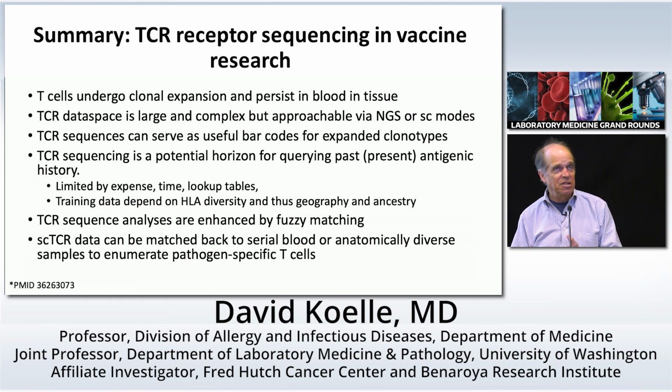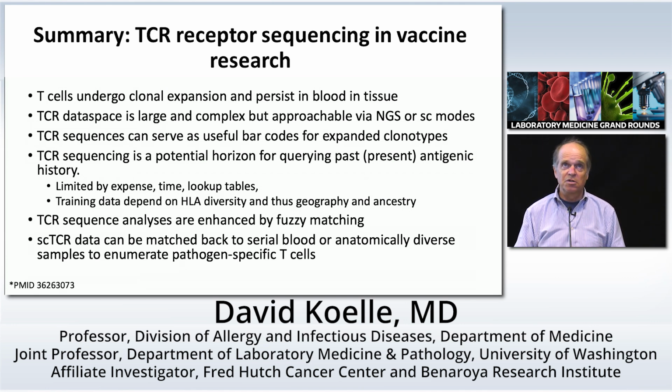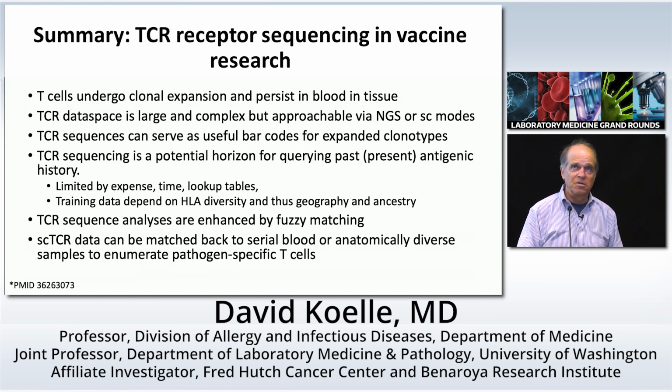The T cell receptor data space, if you will, is large and complicated. We probably have about 10 to the 7th memory T cell clonotypes in our body, but it's approachable by next-gen sequencing or single-cell modes, especially if we pre-select the single cells that are likely to be antigen reactive with our antigen of interest. And the sequences can serve as useful barcodes for expanded clonotypes, tracking either within a person over time or within space within the person. So it's a potential horizon for querying people's past or present antigenic history.